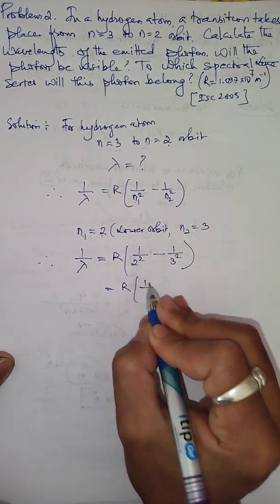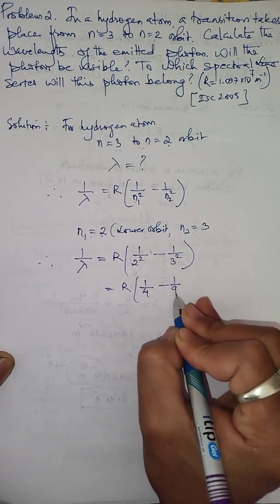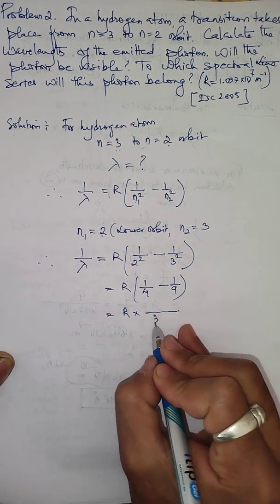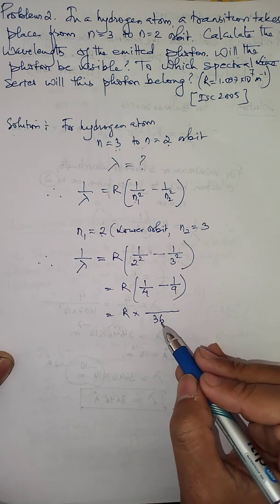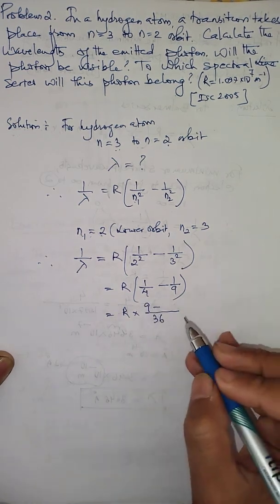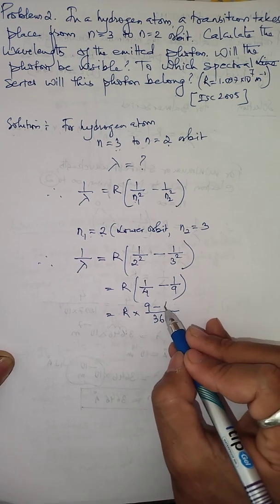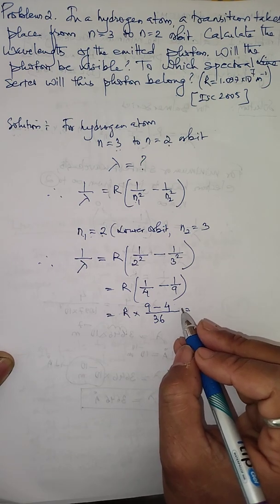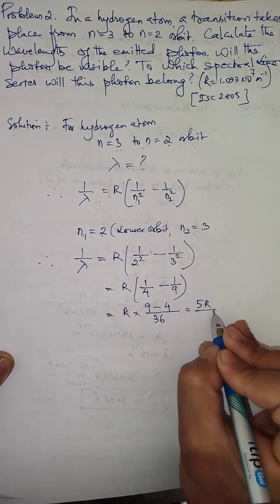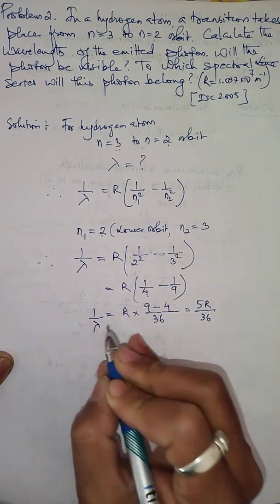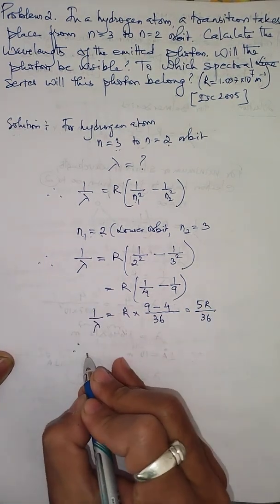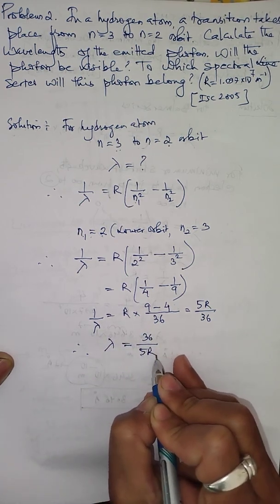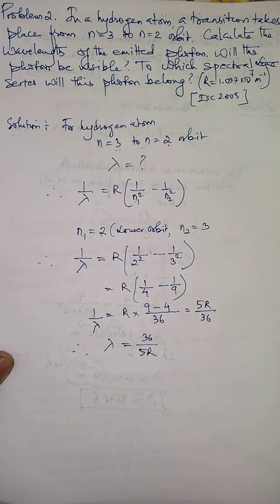R times 1 by 2 square means 1 by 4, minus 1 by 3 square, which is 1 by 9. Now I take the LCM of 4 and 9. 4 nines are 36, so the LCM is 36. 36 divided by 4 is 9, and 9 ones are 9. Minus 36 divided by 9 is 4, and 4 ones are 4. So it is 9 minus 4, which is 5. It will be 5R by 36. So children, look at this: 1 by lambda is 5R by 36. Taking the reciprocal, lambda equals 36 by 5R. From this relation we can measure the wavelength.